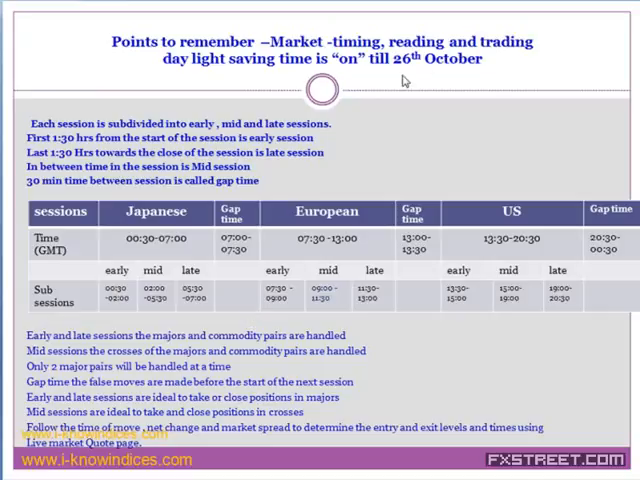Now, this particular timing is valid till 26th of October. 26th of October is Saturday, and 27th is Sunday. From there, Europe is switching off the daylight saving system. Currently it is on, so they will switch it off.